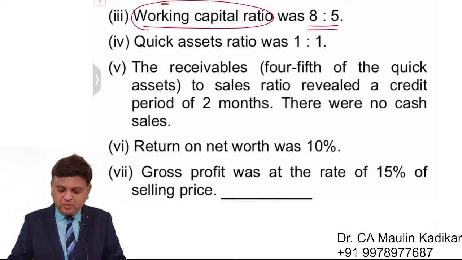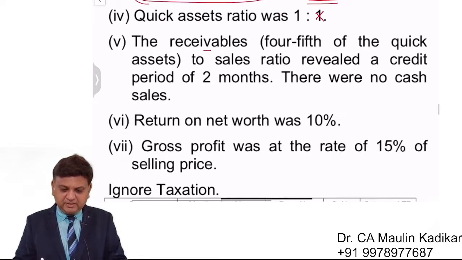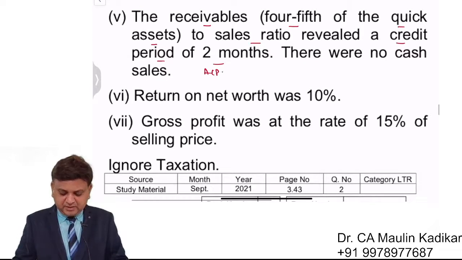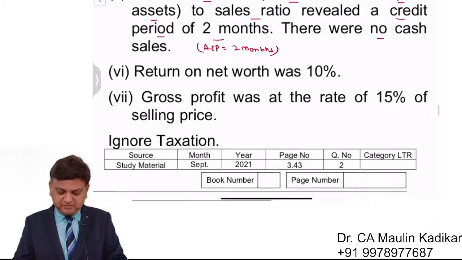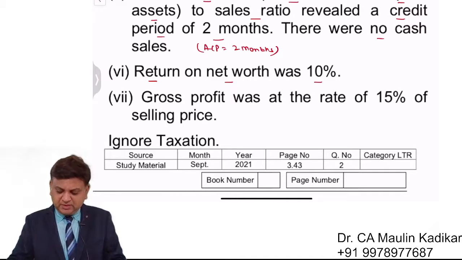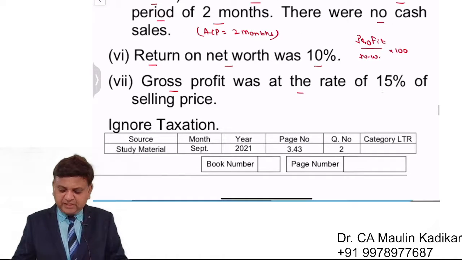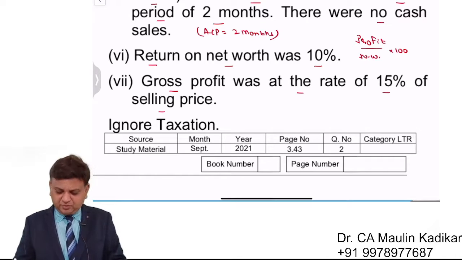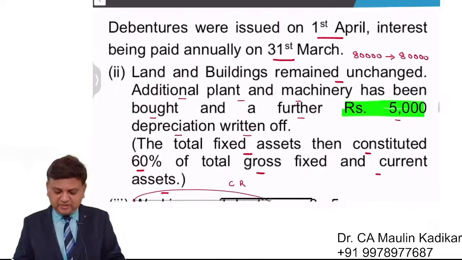Quick asset ratio was 1:1. Always remember, 1:1 does not make sense. Receivable, that is the debtors, 4/5 of the quick asset to the sales ratio revealed a credit period of 2 months, meaning average collection period is 2 months. There were no cash sales. Return on net worth was 10%. So this is a slightly new point for us. It is the profit divided by net worth into 100. Gross profit was at the rate of 15% of the selling price. So GP ratio is given to us. You have to ignore tax in your calculation.